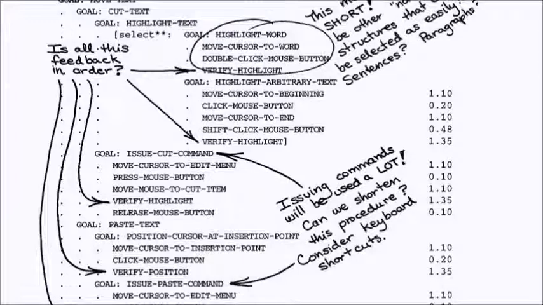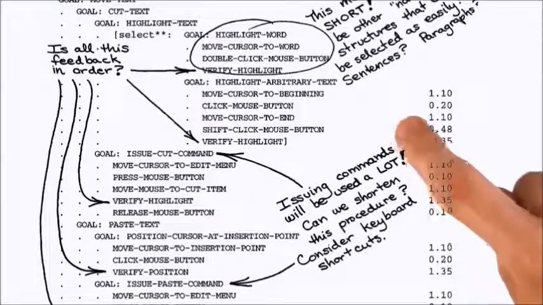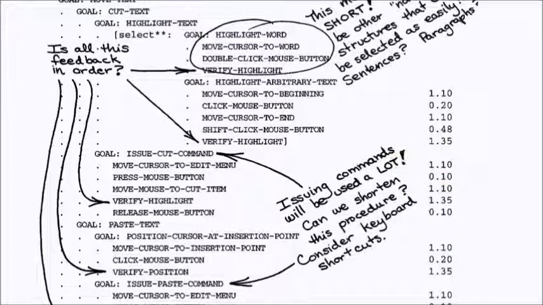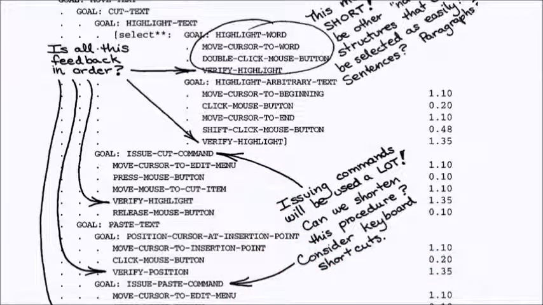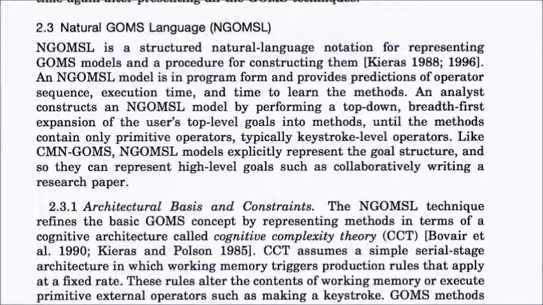Notice also the way this model is being used. The authors are using it to find the places where there's a lot of complexity that can be cut out. They do this by modeling how long each individual action takes, as well as looking at the number of interactions required and seeing if it can be cut down a bit. A third variation is called natural Gomes language. Natural Gomes language, or N-Gomes L, is a natural language form of Gomes that lends itself to human interpretation.